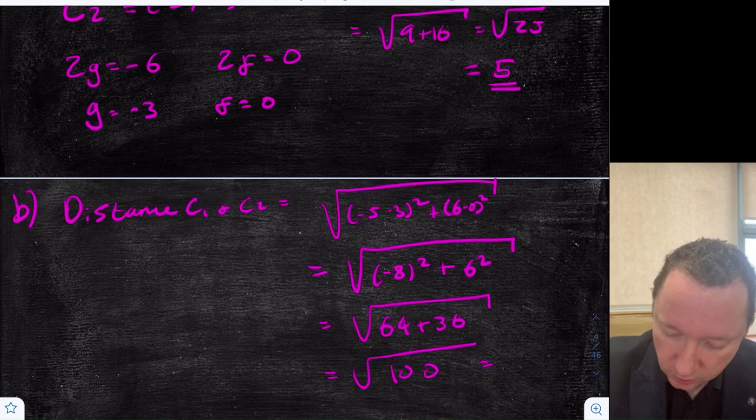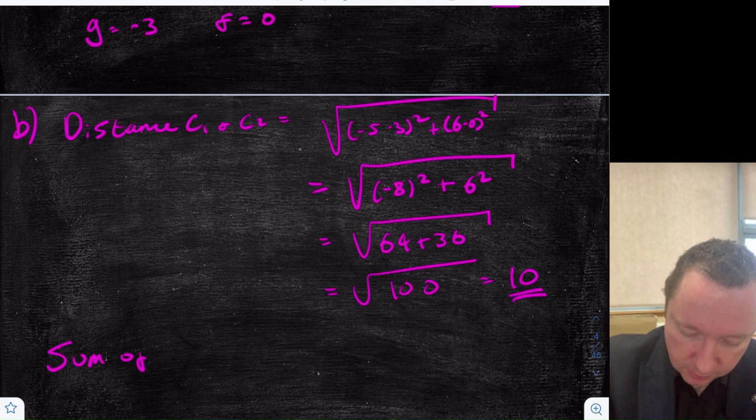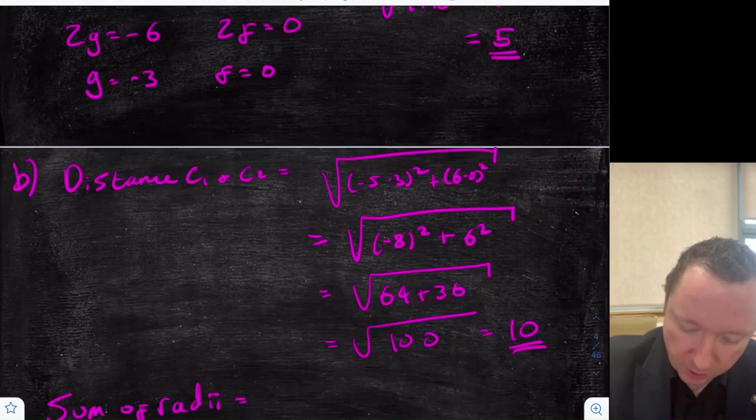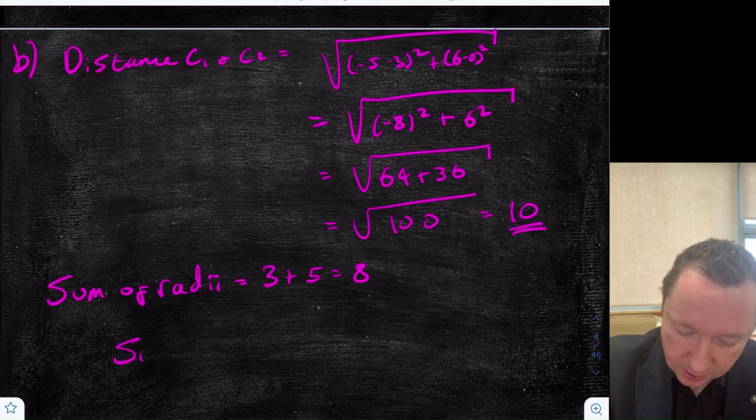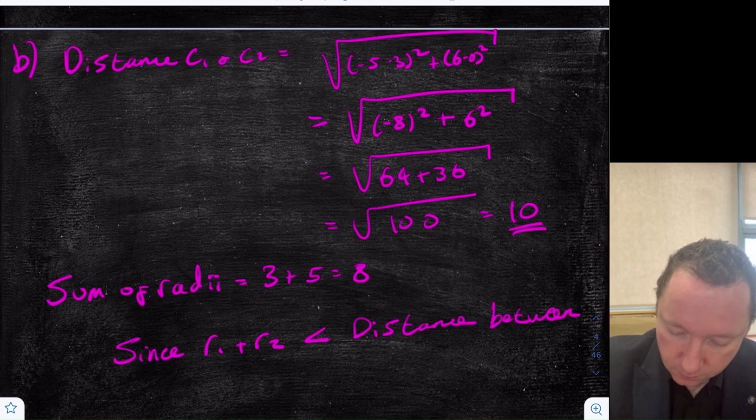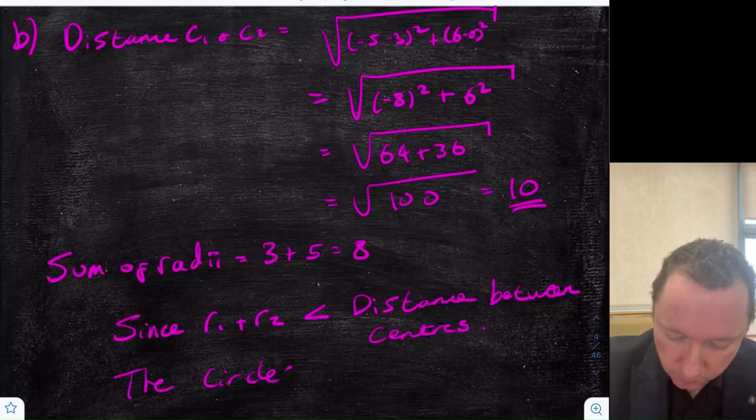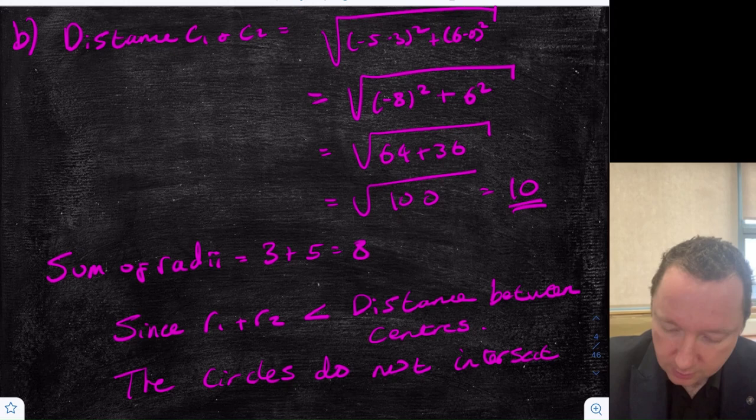Sum of the radii. Well, that's just 3 plus 5, which equals 8. So since R1 plus R2 is less than the distance between the centers, the circles do not intersect. And we're done there.